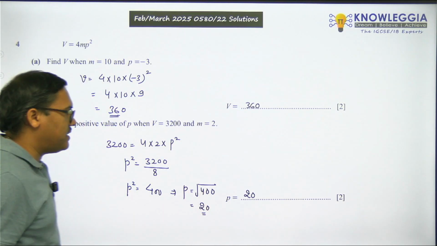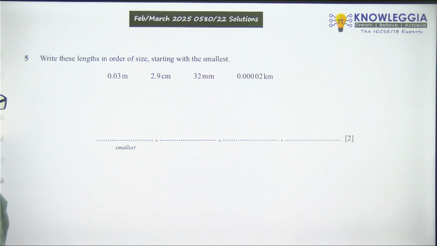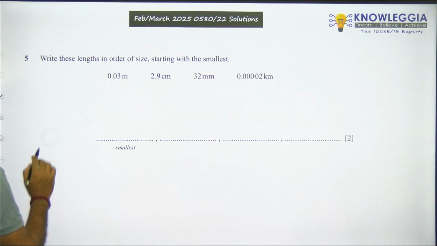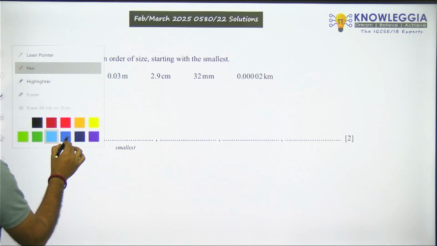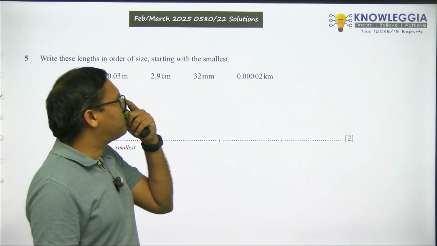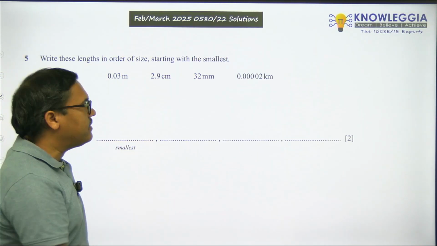I have the answer key, so I'll just match the answers from this. Okay. So now the next question. Write these values in the size of, starting from smallest, and basically you have to arrange this in sequence.